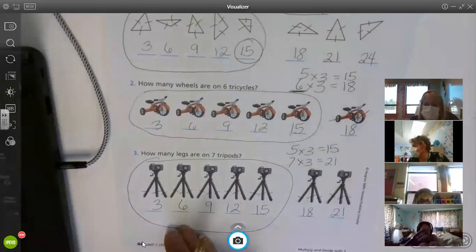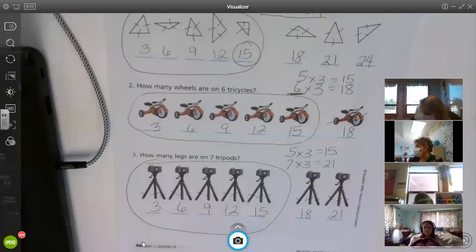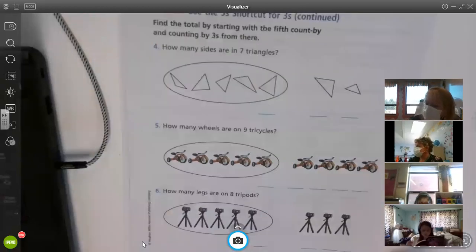I hope you're following along with me. I hope the light bulb is going off. The 5 shortcut is really just about using what you know to figure out the unknown. So here's what you're going to do.